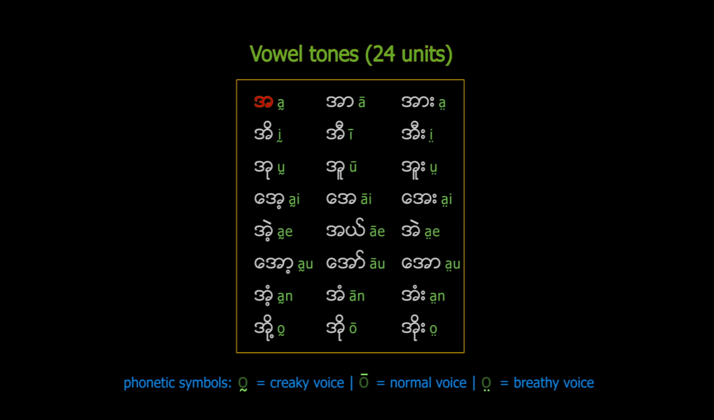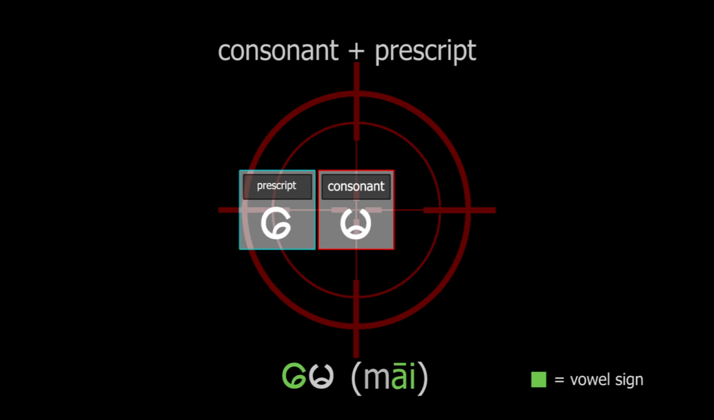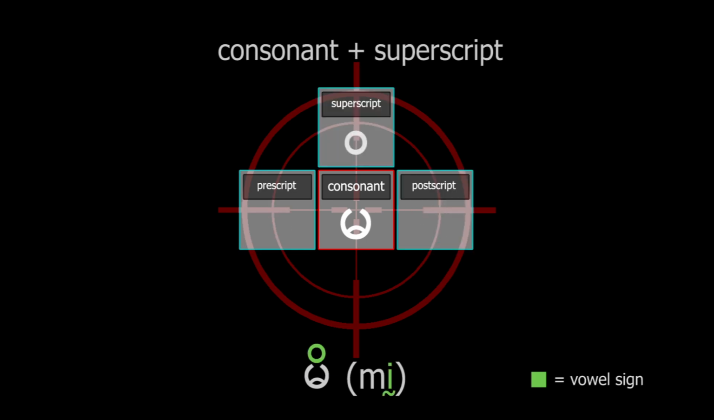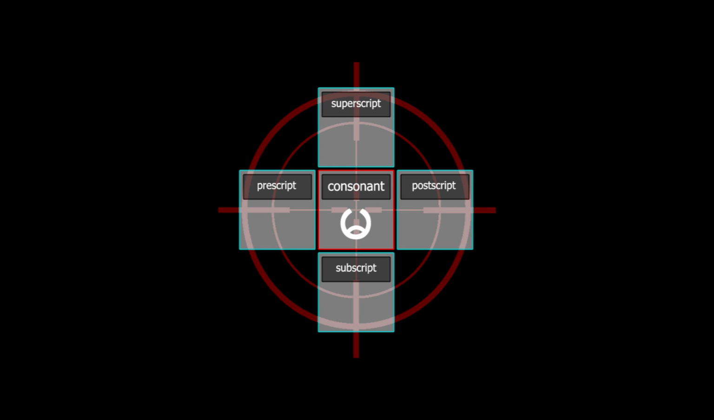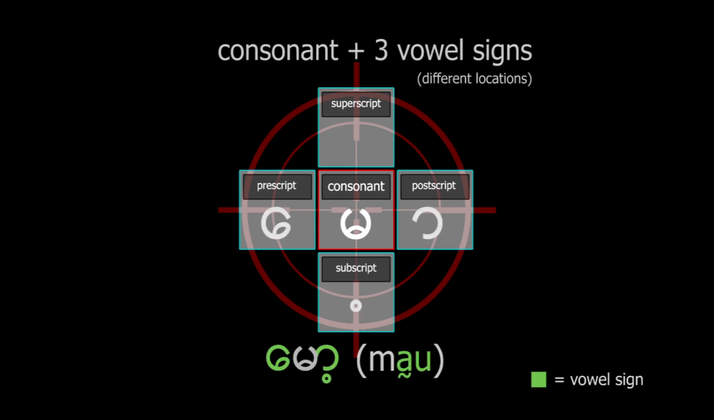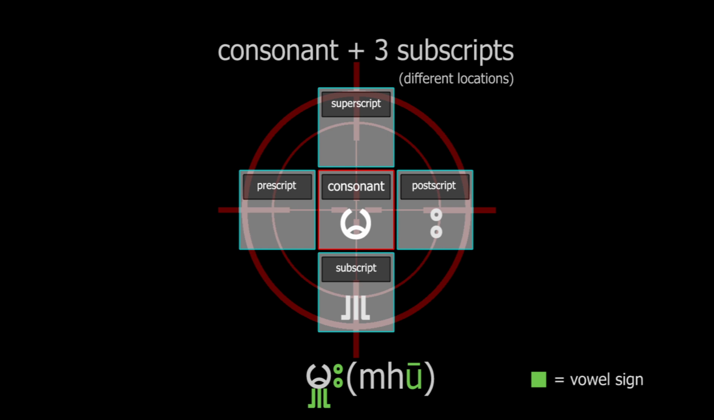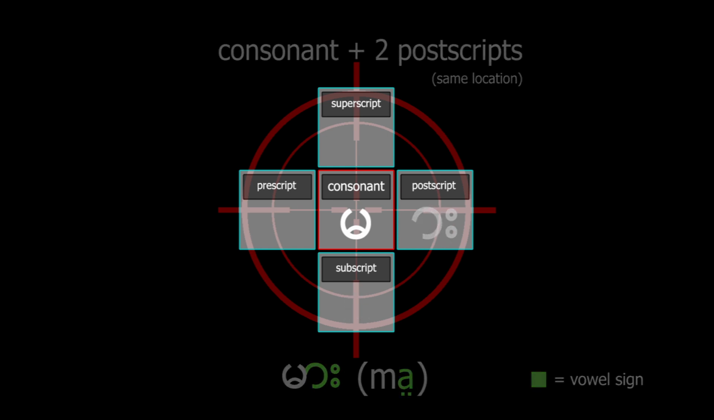To produce a different vowel sound than the inherent one, different vowel signs are attached to the preceding consonant. How does it work then? Well, we place the inherent consonant in the middle, then add the combining characters before, after, above, and beneath the consonant. A consonant can accommodate more than one vowel sign at different locations or at the same location.